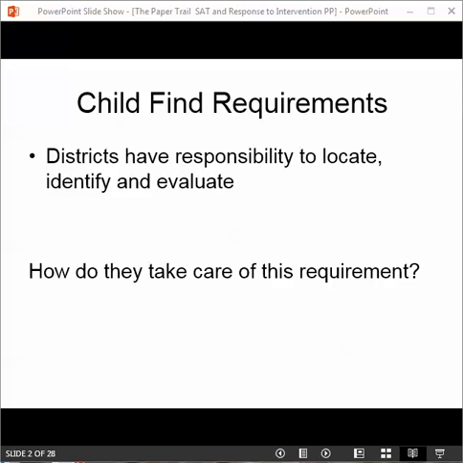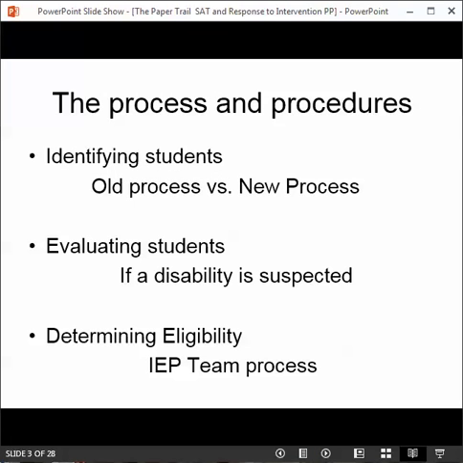So I just did a review to connect to the next part. We're going to talk about child find requirements, and that districts have the responsibility, remember, to locate, identify, and evaluate. And so how do they take care of these requirements? At this point, we know that the law mandates that school districts are required to provide services to students, including students with disabilities, between the ages of 3 and 21, or in Michigan, birth to 26.